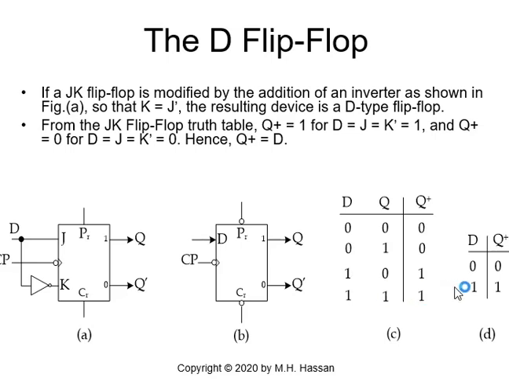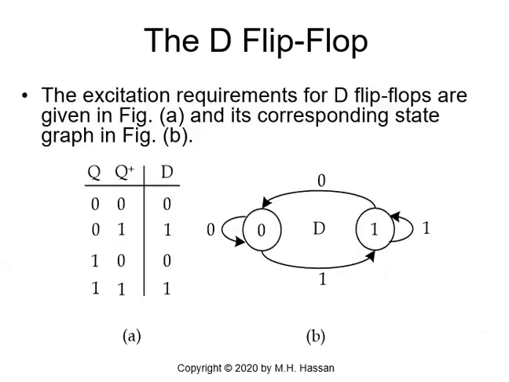In the compact table, if D is 0, Q plus is 0. If D is 1, Q plus is 1. So this is the truth table of the D flip-flop, and this is the compact table of the D flip-flop. Based on this, we can have the transition table, the transition requirement table, or the excitation requirements table.